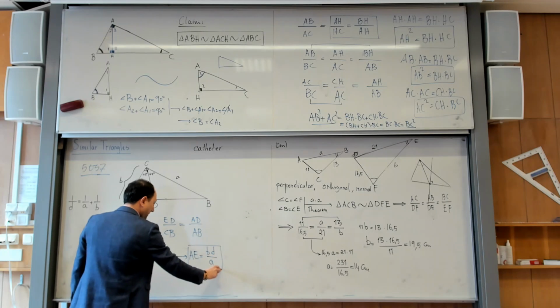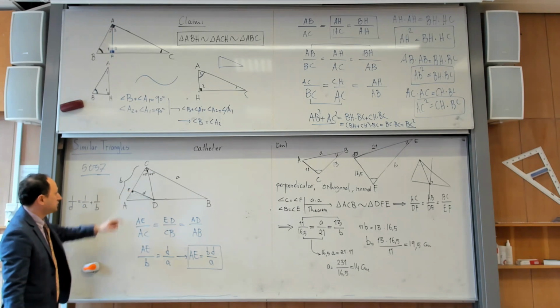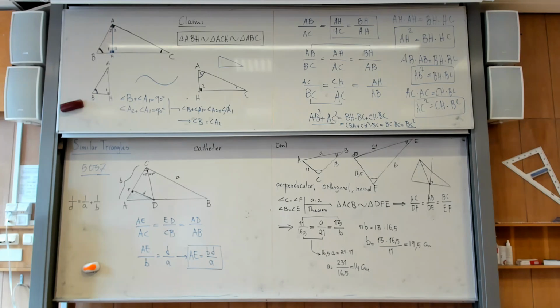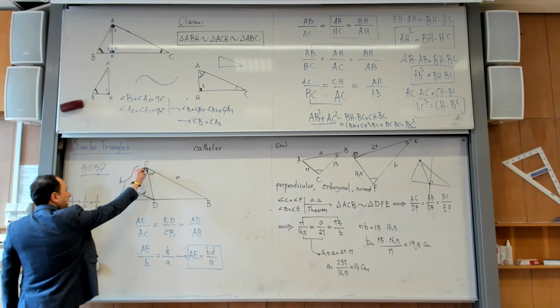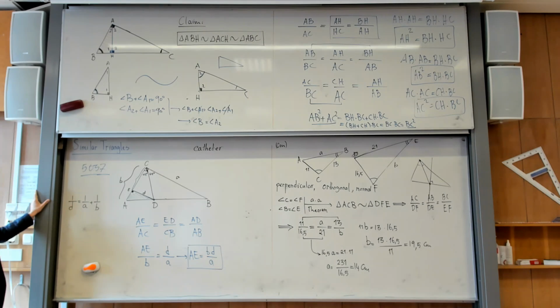Do you agree? Yes or no? Yes. Okay. So now I know this part. So now what can I do? My claim is that I also know EC. Can you tell me what is EC? My claim is that I can write something for EC. What and why? B minus AE. That is correct.